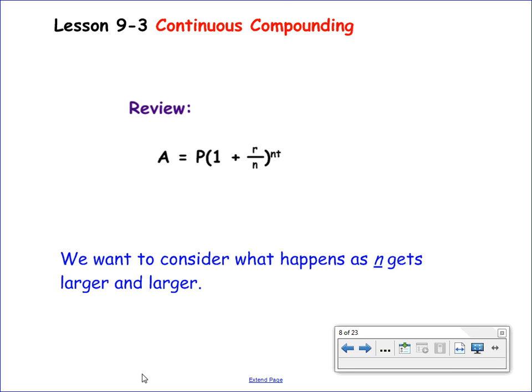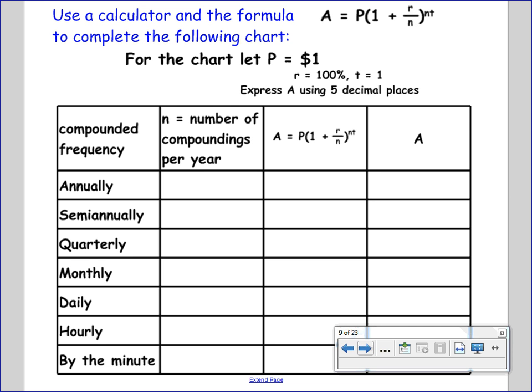To investigate this, we can use our graphing calculator and take a look at our chart here. Suppose, to simplify matters, we let our principal investment be $1. We let our interest rate be 100%. As a decimal, that of course will just be 1, to go along with our time period of 1 year. So we're going to use 1 for everything, except we're going to let n, the number of compoundings that occur within a given year, change. We're going to let that vary. That's going to be our x variable. In our graphing calculator, that n is going to be our independent variable x, and we'll enter that in our y equals menu.